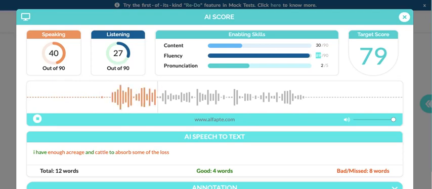I have so many problems and I don't know how to solve them because I have laws. Okay, so listen again one more time. Very good. I have so many problems and I don't know how to solve them because I have loss.